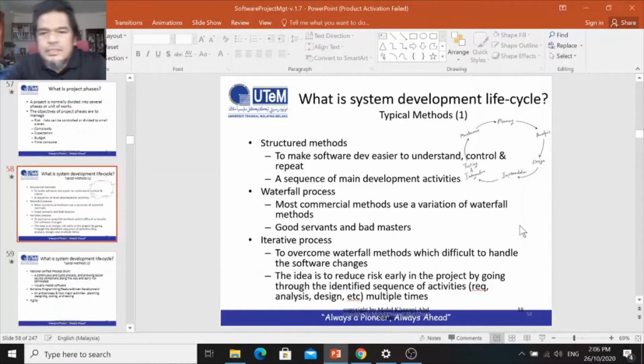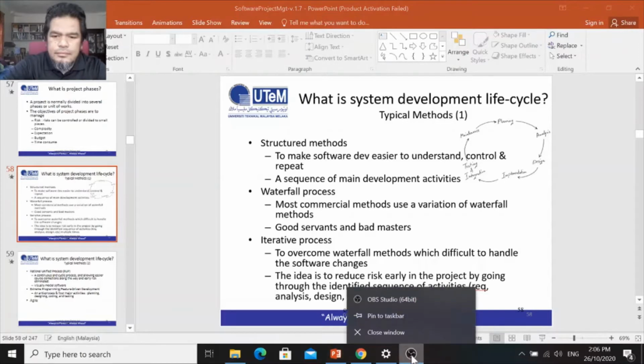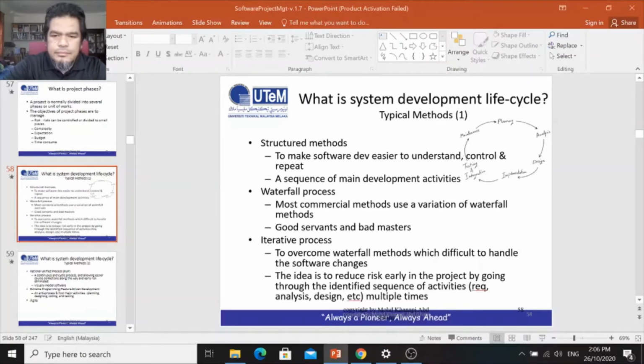Okay, what is the system development life cycle? Just now we already discussed the project life cycle and where the system development life cycle exists in it. This is a methodology for how to manage or facilitate the project.